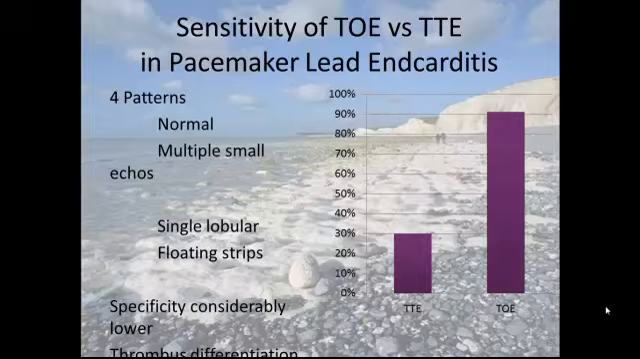As mentioned before, the normal appearances. You can see multiple small echoes, or you can see a single large lobular echo, or you can see rather unusual looking floating strips in relation to the pacemaker leads. It's worth mentioning that although the sensitivity with transesophageal echo is very high, the specificity is much lower because you can see a lot of these appearances in normal pacemaker leads or leads with thrombosis or some fibrinous degeneration. So it is even more important to get the microbiology and the clinical diagnosis right in this circumstance.